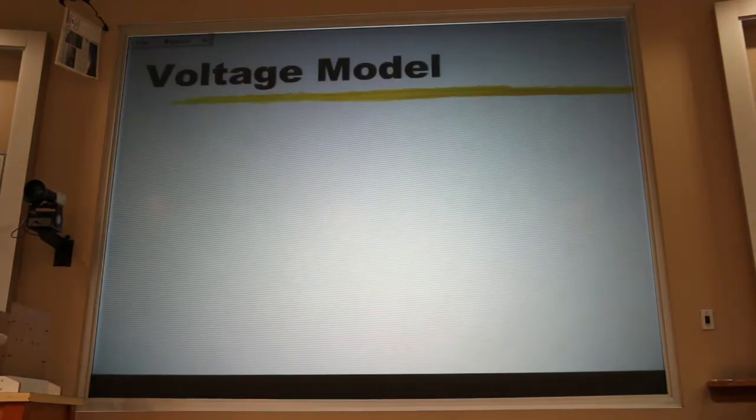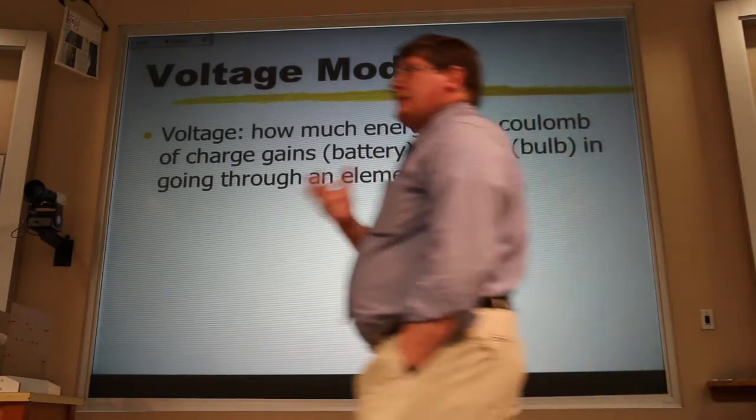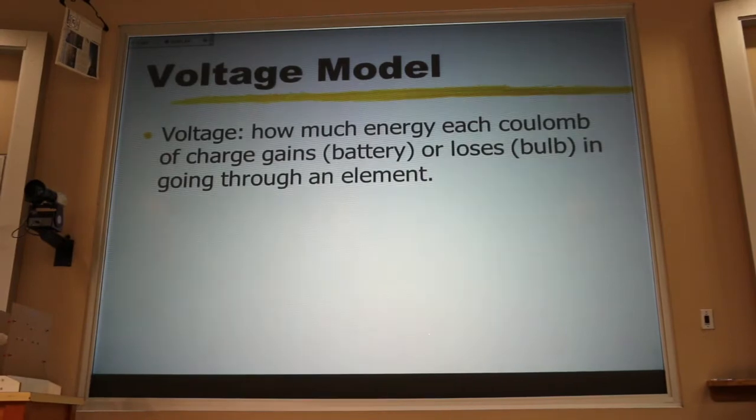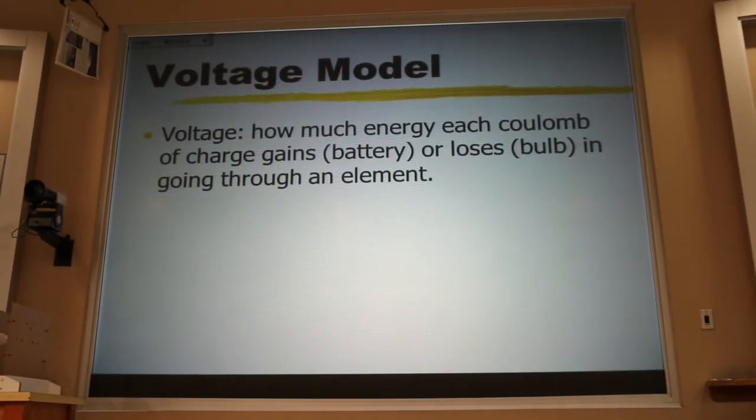Last day, we built the voltage model, and we found that it was, compared to the current model, just really, really simple. It didn't have very much to it. Voltage was just the electric potential energy that was given to one coulomb as it went through a battery. And that essentially takes that coulomb to the top of the electrical cliff. And then it falls down the cliff as it goes around the circuit. And as it falls down, it loses electric potential energy until it gets to the negative terminal of the battery and starts all over again.